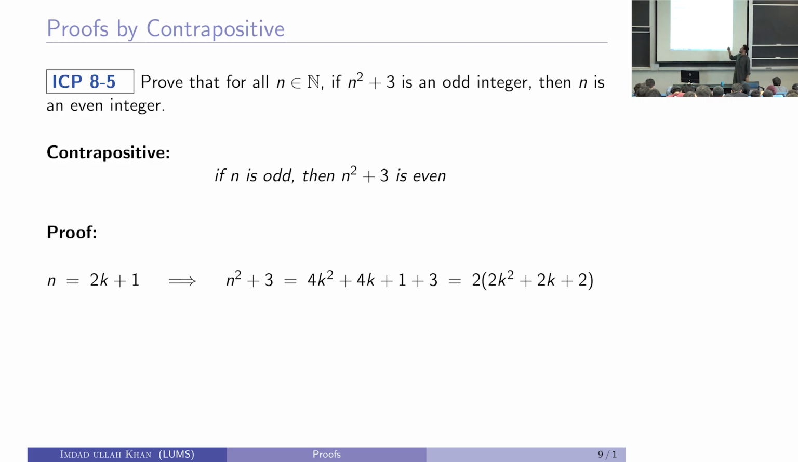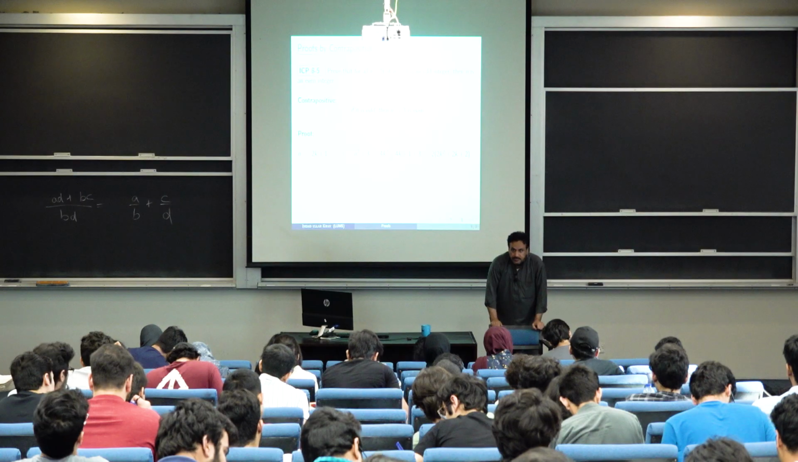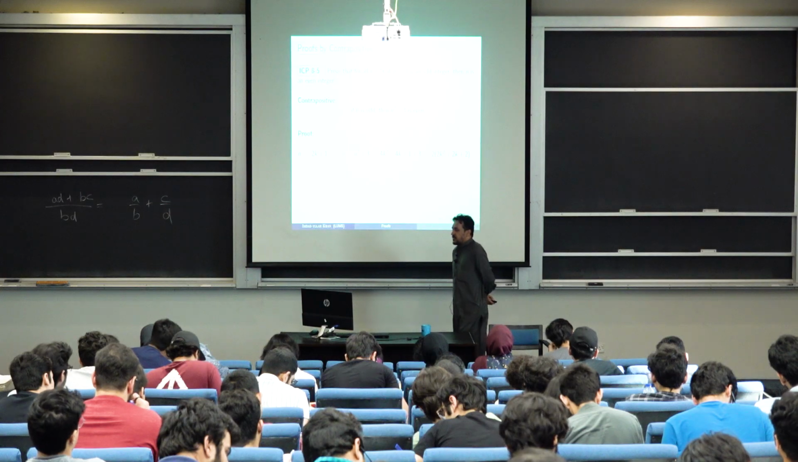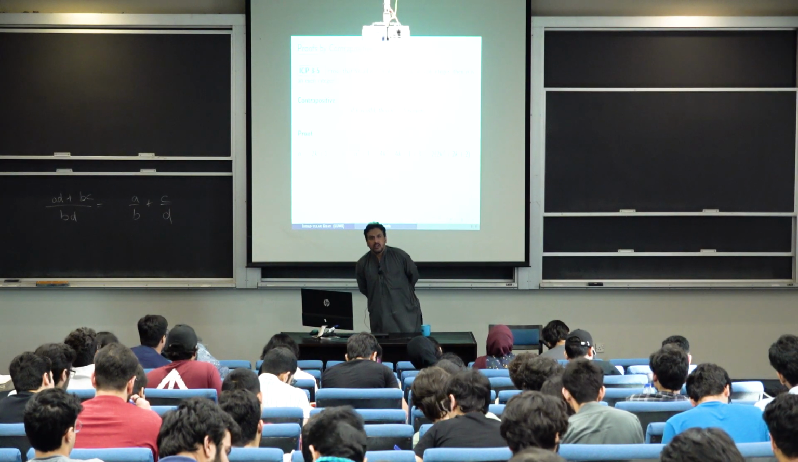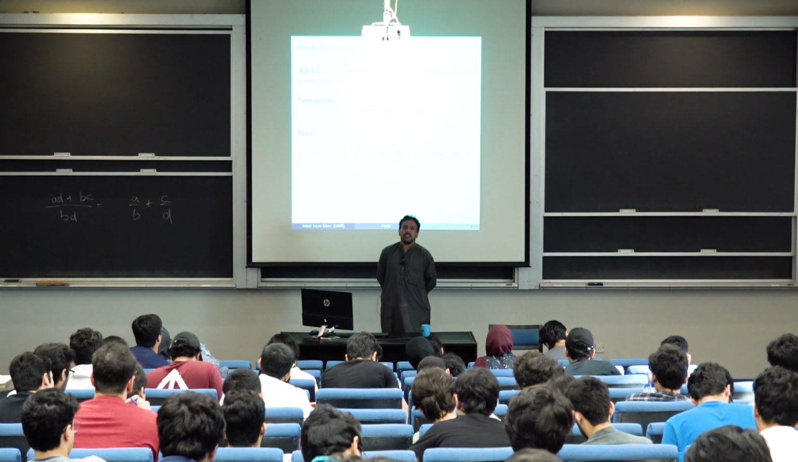What is this? This is an integer. The inside thing is an integer, right. When k is an integer, 2k squared plus 2k plus 2 is also an integer. So, I can write n squared plus 3 as 2 times some integer. That means n squared plus 3 is an even integer. Okay, that is it. So, we will talk about proof by contradiction tomorrow.